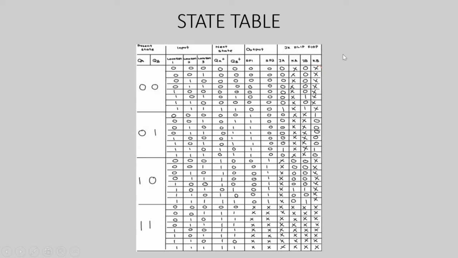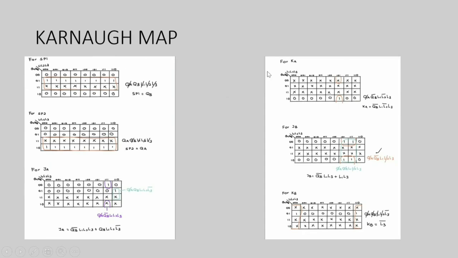So this is my state table. The present state, QA, QB. Input, I have three inputs here, location 1, location 2, and location 3. Next state, QA plus, QB plus. Output, for my project, there are two outputs, SP1, SP2. JK flip-flop, JA, KA, JB, KB.